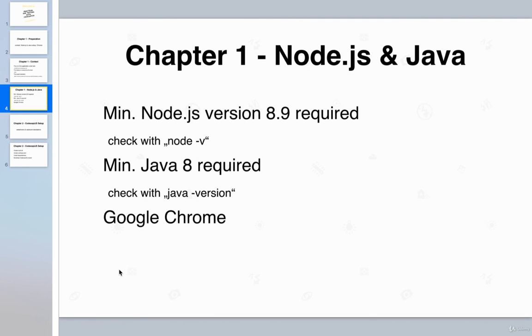Fine. Well done. This is basically everything we need on the base layer as system requirements to run end-to-end test automation with CodeceptJS. And see you in chapter 2, where we are going to set up the actual CodeceptJS project.